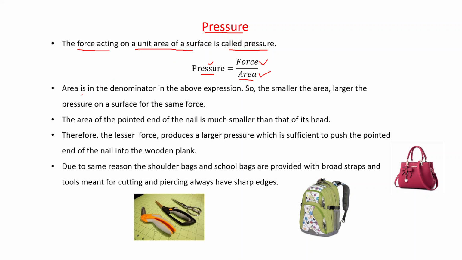Area is in the denominator in the above expression. So the smaller the area, the larger the pressure on a surface for the same force. The area of the pointed end of the nail is much smaller than that of its head. Therefore, the lesser force produces a larger pressure, which is sufficient to push the pointed end of the nail into the wooden plank.